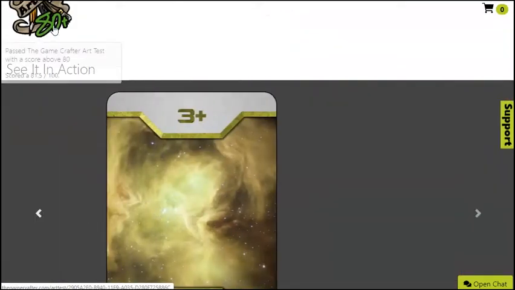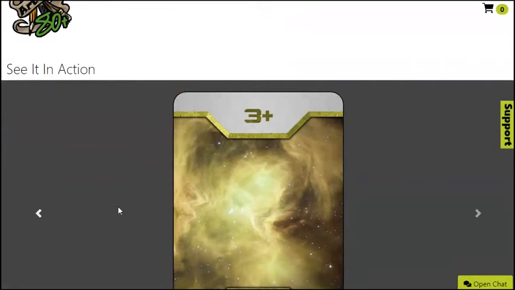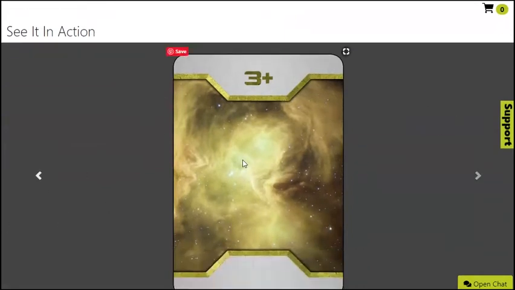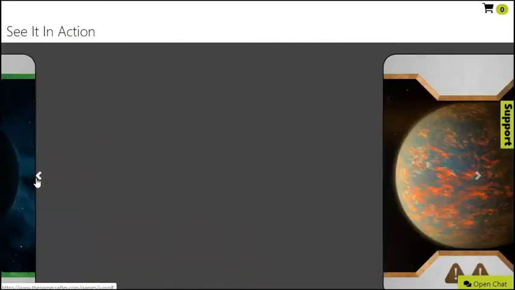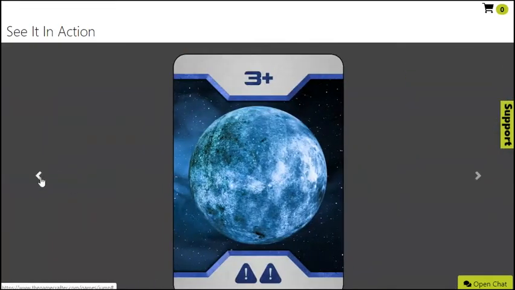it says like see it in action here, and it's a carousel. And this is not really the game in action. It's just a close-up of one of the cards, which is nice to see on the shop page, but I'm not sure this carousel that's labeled with this title is the best place to do that. This one image, where is it?